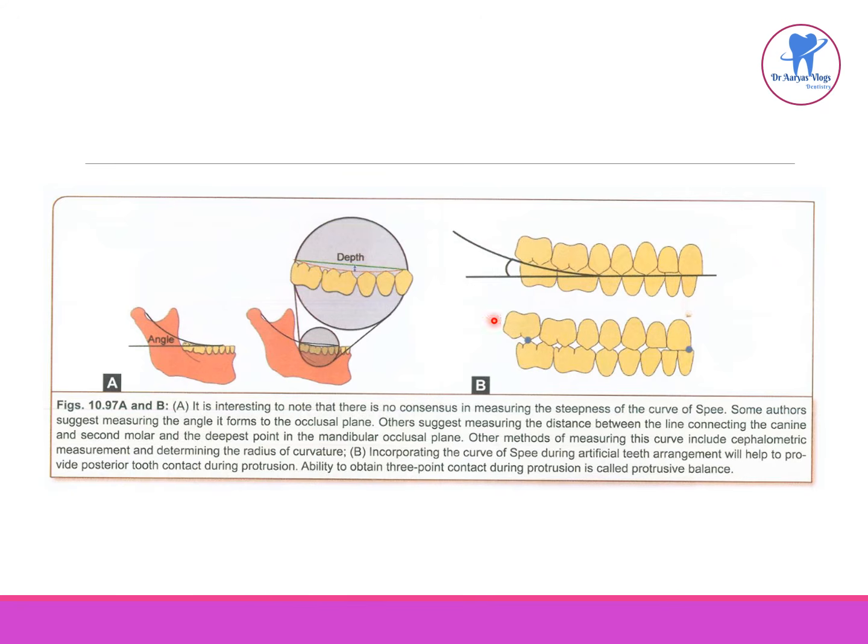Here the incorporating of the curve of Spee during artificial teeth arrangement will help to provide posterior tooth contact during protrusion. Ability to obtain 3-point contact during protrusion is called protrusive balance.